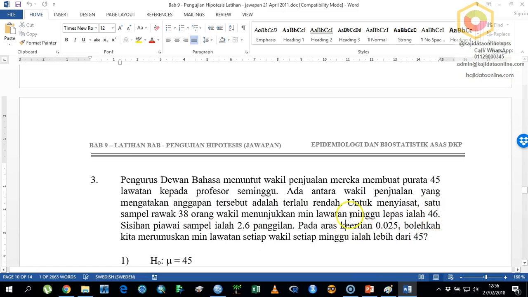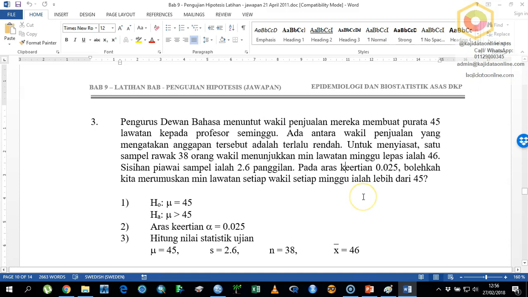So you are trying to say that, wow, it's more than what you suggested, or what the standard required. The standard is 45, and I got 46. Whether it's true or not, this is the hypothesis that we need to establish. So the first one is the null hypothesis, and also the alternative hypothesis, and then the next one will be the alpha value. We are focusing on one side of the region, and then we calculate accordingly.